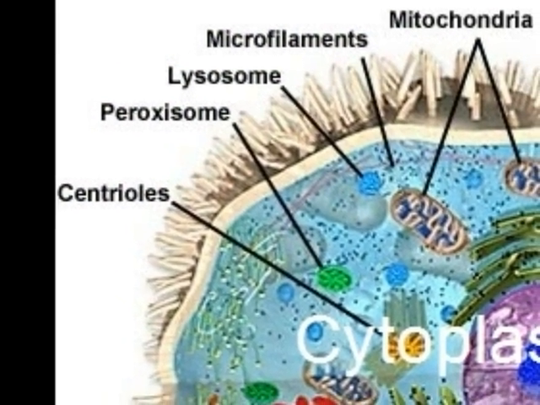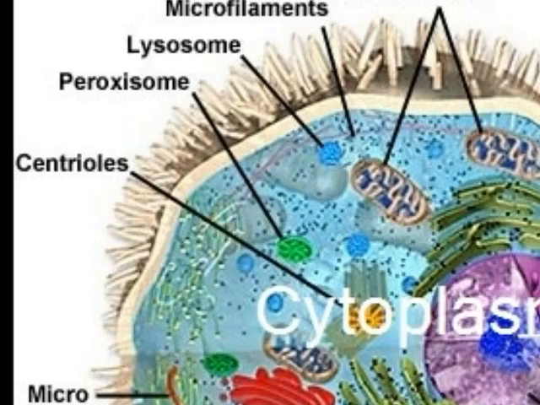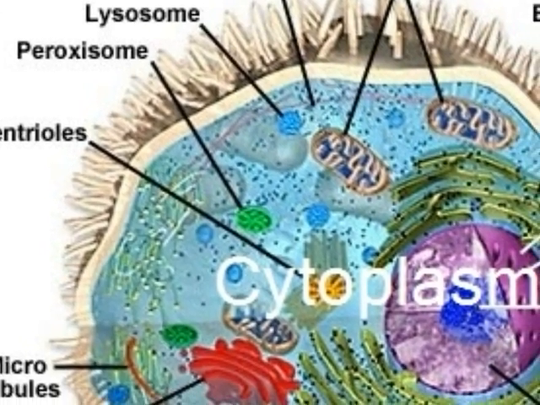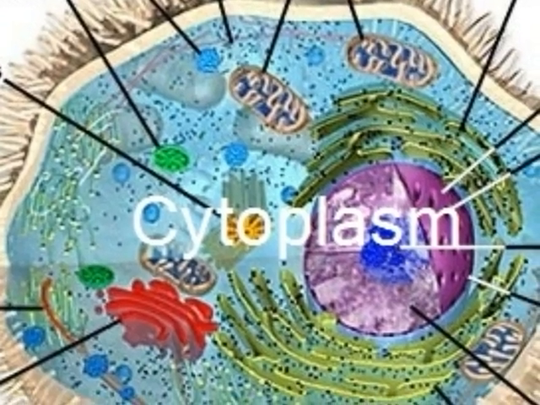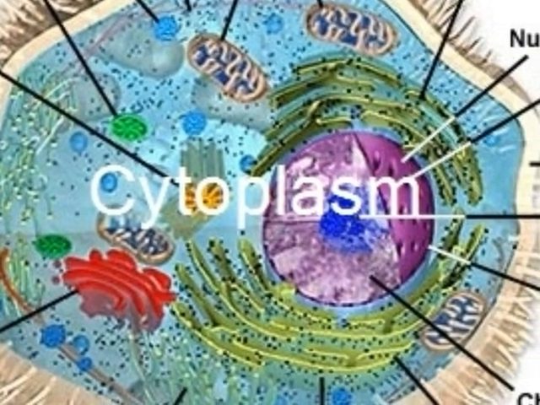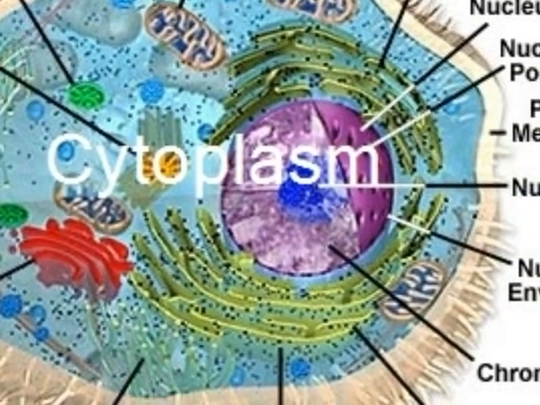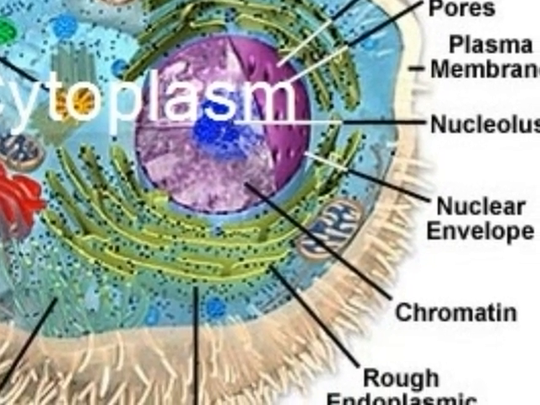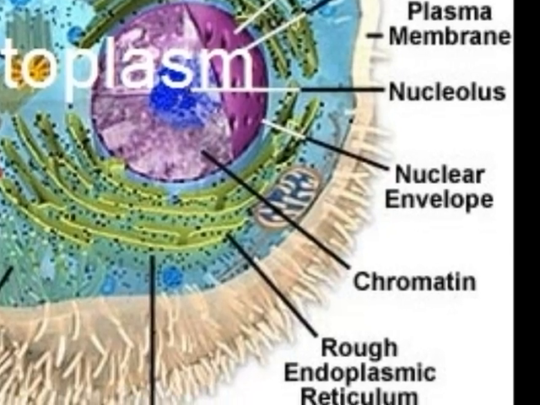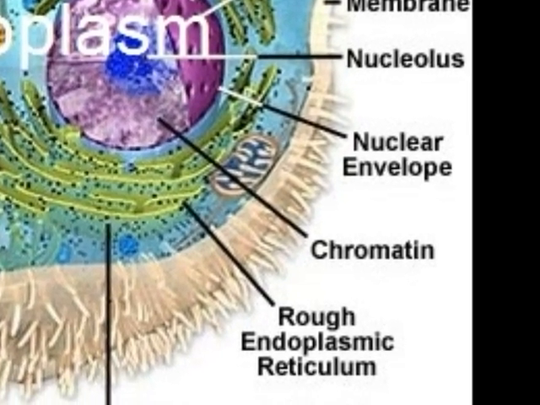Now, it is time to find our final organelle. Do you think you can find it? Well, you should. It's been right here in front of you the whole time, and it takes up most of the space of the cell. It is the material inside the cell membrane that holds the other organelles. This organelle is called cytoplasm.